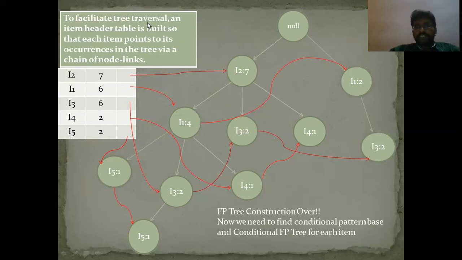To facilitate the tree traversal, an item header table is built so that each item points to its occurrences in the tree via a chain of nodes, which will be displayed here. And this is the FP tree construction over.